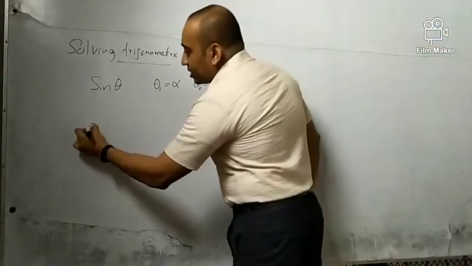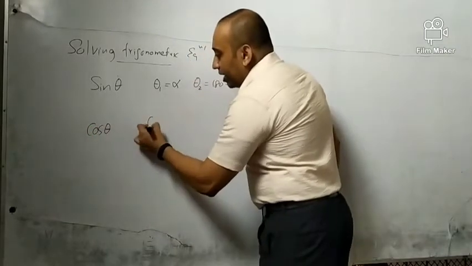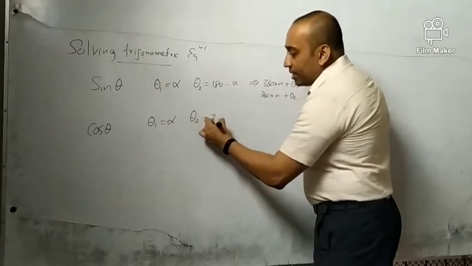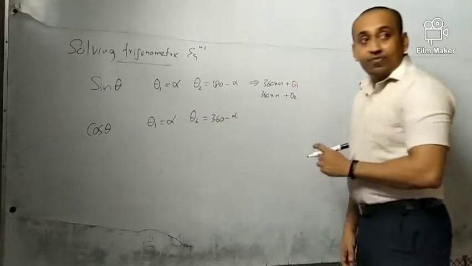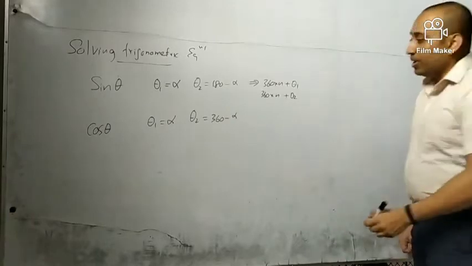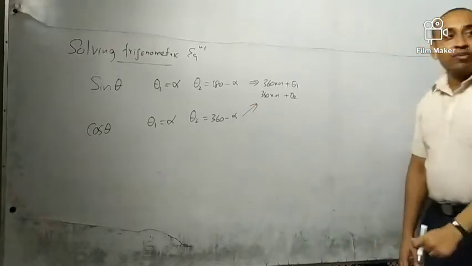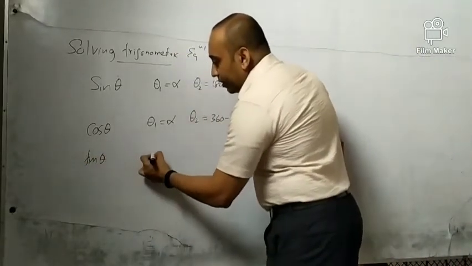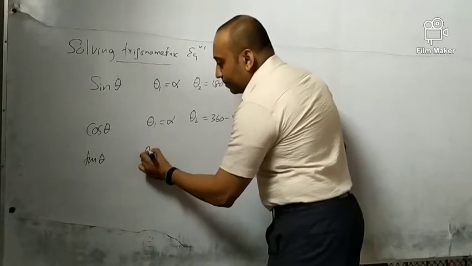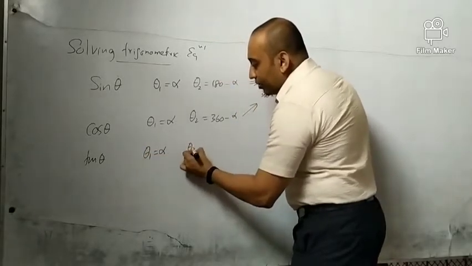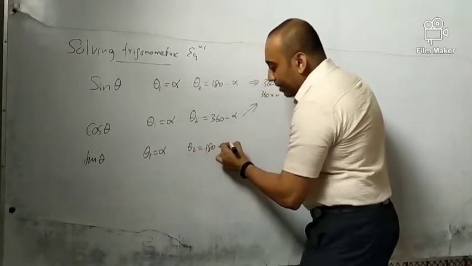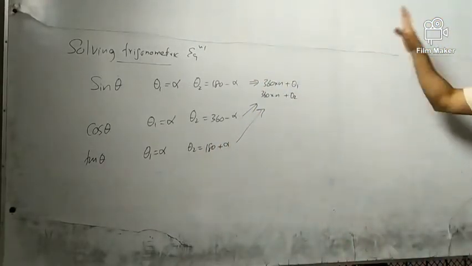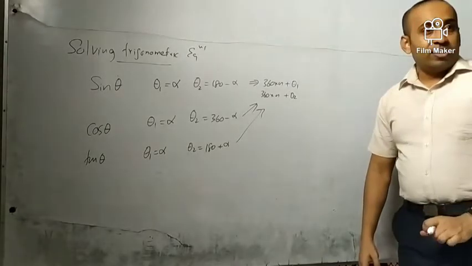If the function is cos theta, we know that if the first angle is alpha, the second angle you can obtain by 360 minus alpha. After that this part is common. If the function is tan theta, if the first angle is alpha, the second angle you can obtain by 180 plus alpha. That is how you need to learn. So this is the basic of the trigonometric equations, right?